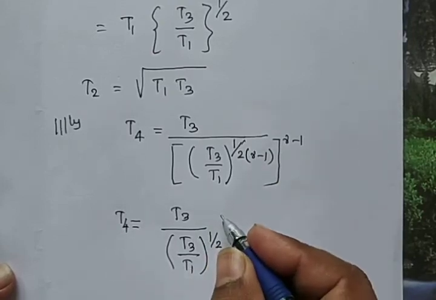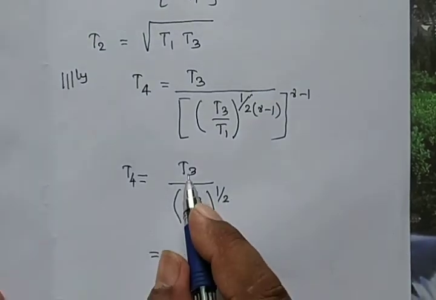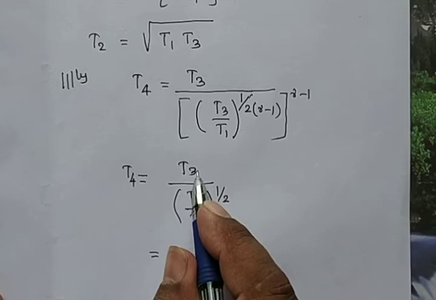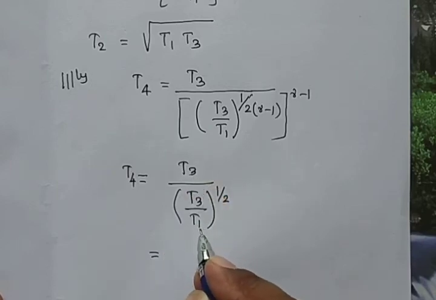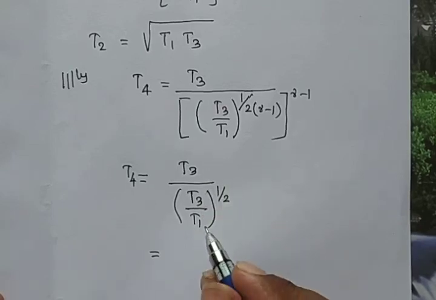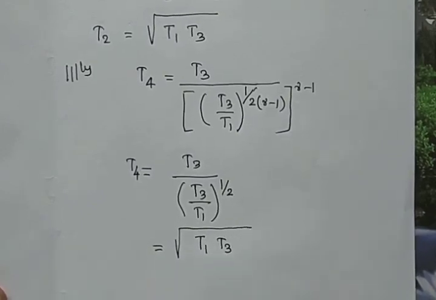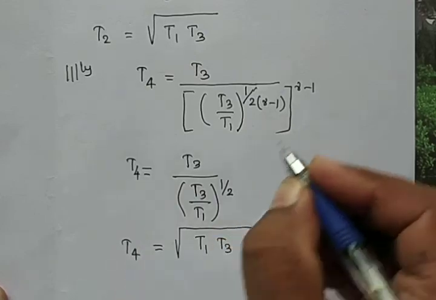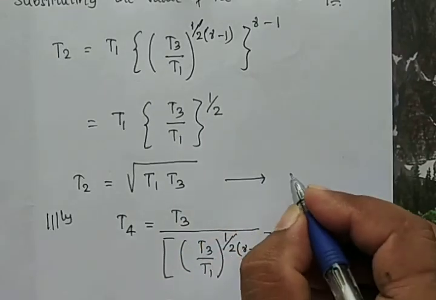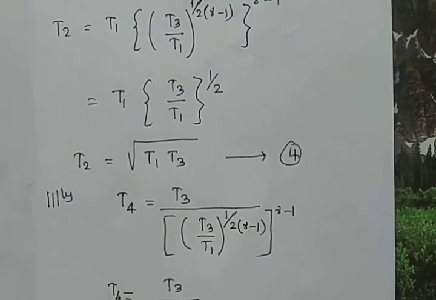Take this term to the numerator, then by using the theory of indices, solve this. You will have T3 raised to half, and in the denominator again I have T1 raised to half. So this term, minus half, will go to the numerator and becomes plus half. Upon solving I will get T1 T3 raised to half, that is root of T1 T3, that is T4. I will call this equation 4 and this equation 5, that is T2 equal to root of T1 T3 and T4 equal to root of T1 T3.